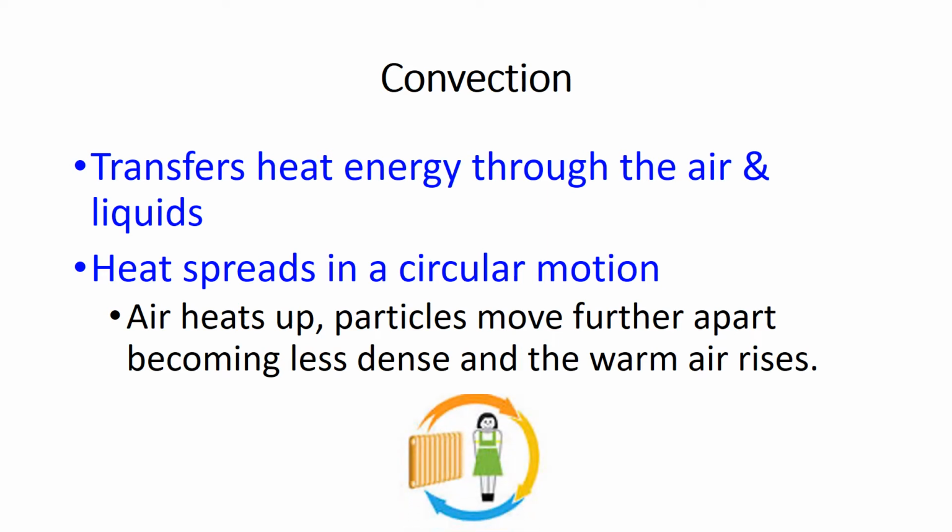Convection transfers heat through the air and liquids. Heat, when it's transferred via convection, spreads in a circular motion, and that's what you see here in this picture. So the air is heating up, the particles are spreading out, so it starts to rise because now it's also less dense. They're not as closely packed together, the particles. That's where they're able to move away from each other and up. And that's why we say that warm air rises.